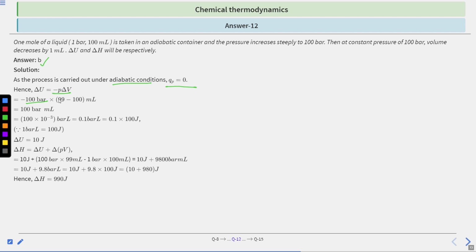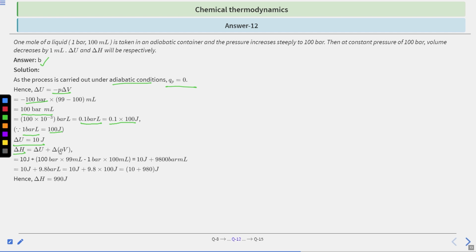So it will be coming out as 100 bar ml. Okay. For converting it to liter, we have to multiply by 10 to the power minus 3, which is 0.1 bar liter. And in joule, we can write 0.1 into 100 joule because 1 bar liter equals 100 joule, right? So del U will become 10 joule. Okay. For the del H term, H equals U plus PV, right? On differentiating the whole term, we have del H equals del U plus del of PV, right?